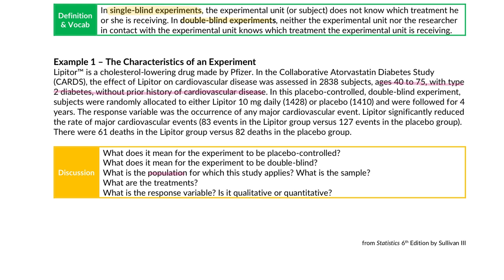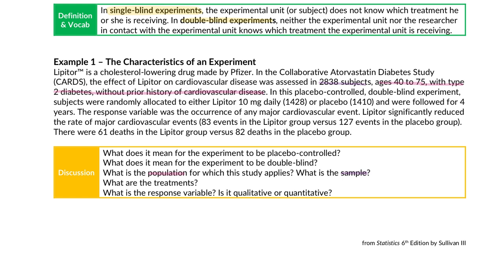What is the sample? How many people did we use in the study? These subjects that we pulled, these 2,838 subjects are my sample, because this is only a small portion of the number of actual adults aged 40 to 75 with type 2 diabetes without a prior history of cardiovascular disease. So it's a subgroup, a sample.